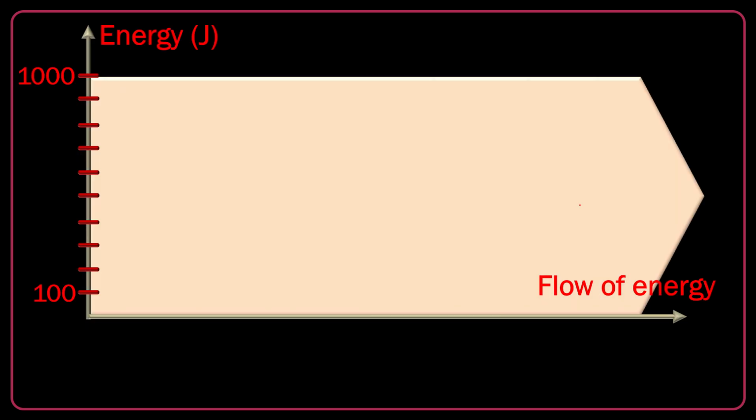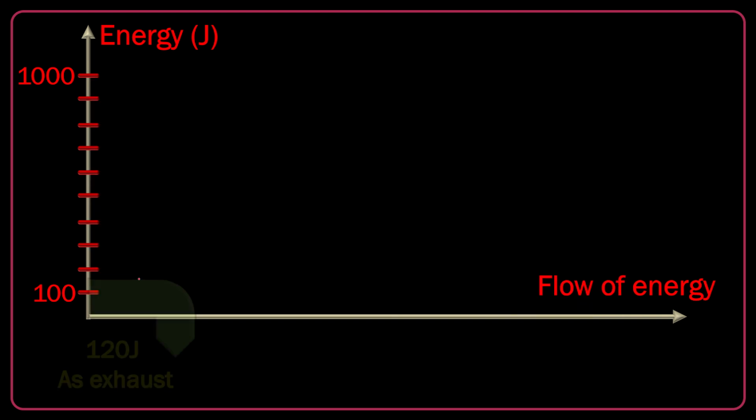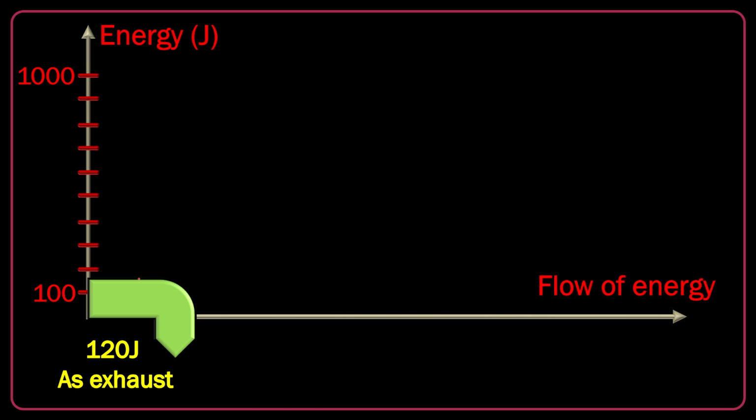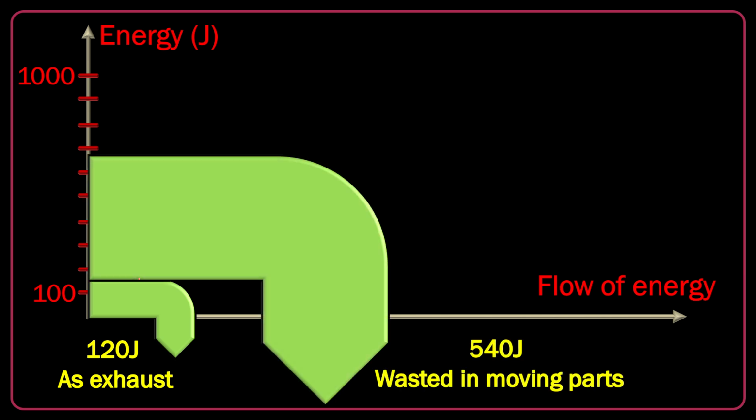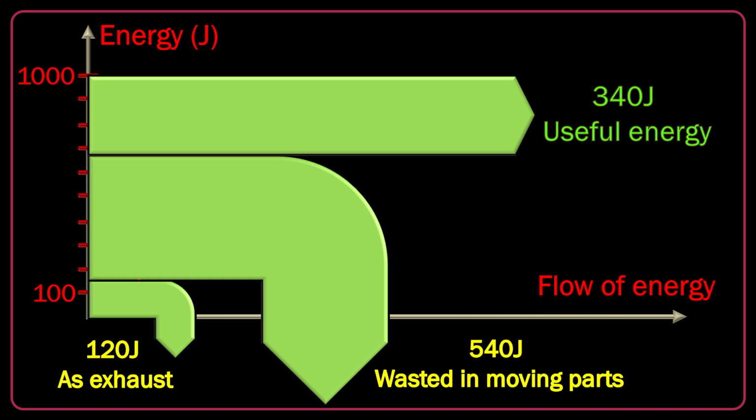The Sankey diagram is going to be like that. If I have no degraded energy, the width of this is 1000. Okay, 1000 joules. The flow of energy, of course, is to the right. Now I have a degraded energy of 120 in exhaust, and the other, I try to draw it to scale, for 540 joules wasted in moving parts, wheels, gearbox, and so forth. And the other is the useful energy. So let's combine them and make it like that. This is the Sankey diagram for this car.